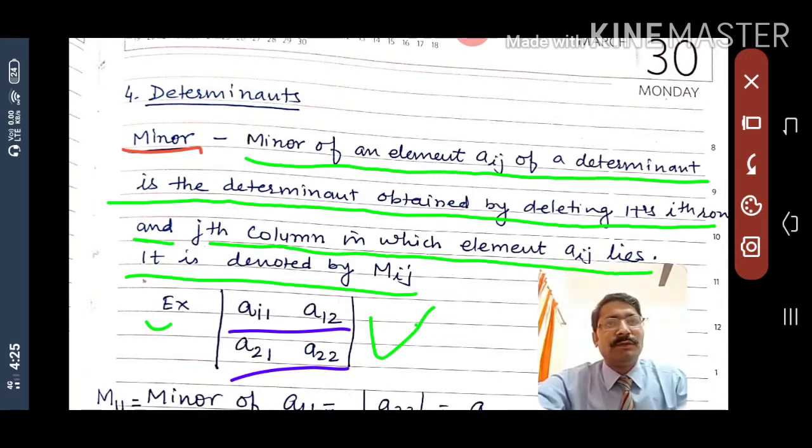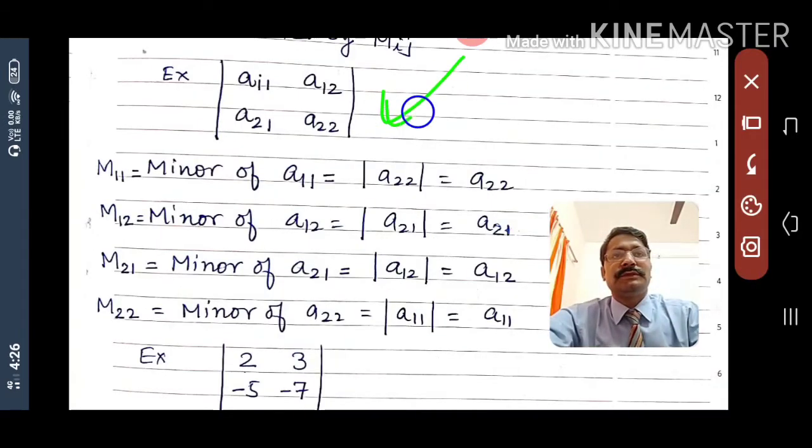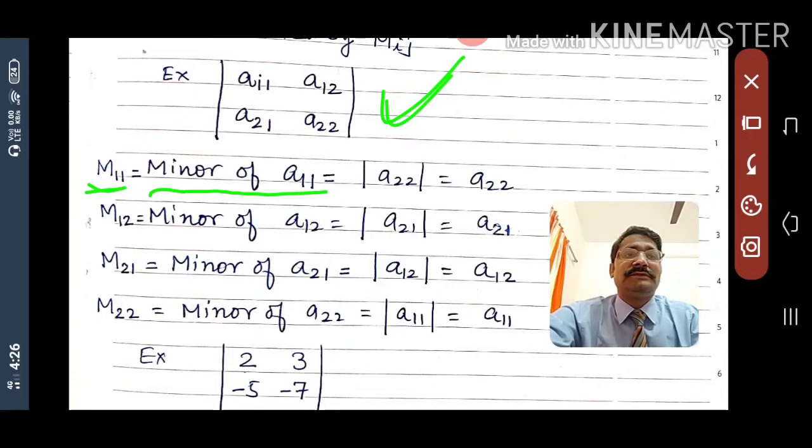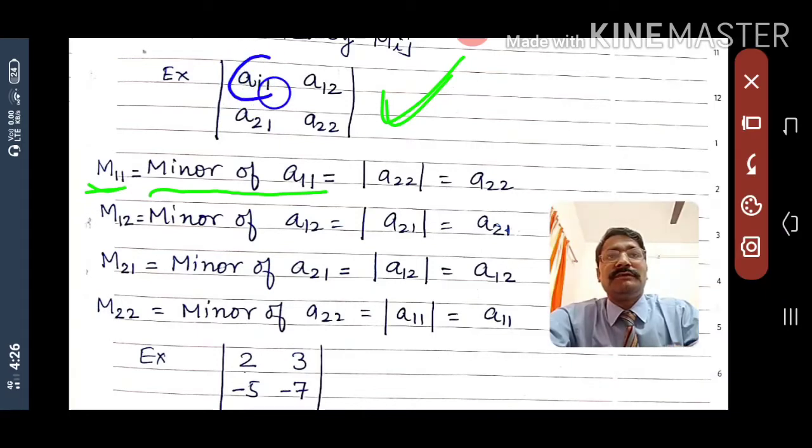So we have 4 minors here. For each element we will have a minor. Look here at how we find the minor, which you can check. We want to find the minors of this determinant. This is a 2 by 2 determinant and we will find its minors. First we find M11. What is M11? M11 means minor of a11. Where is the a11 element that we have to find out? Look here, this is the a11 element.